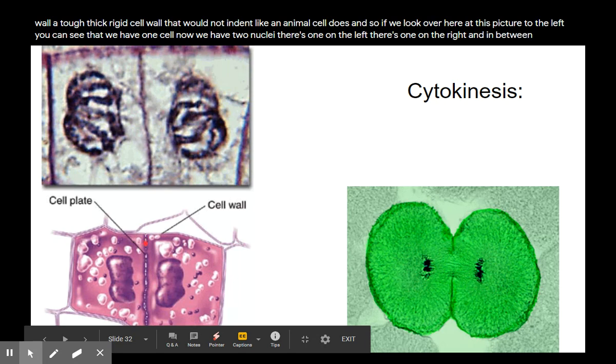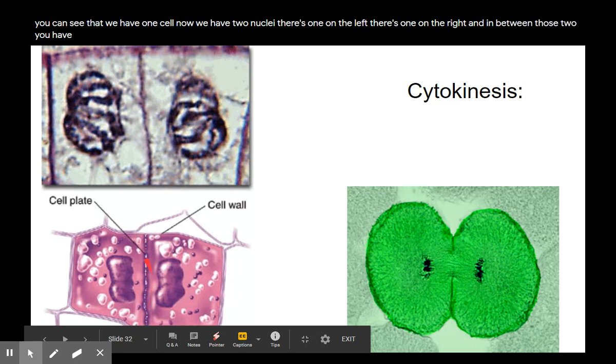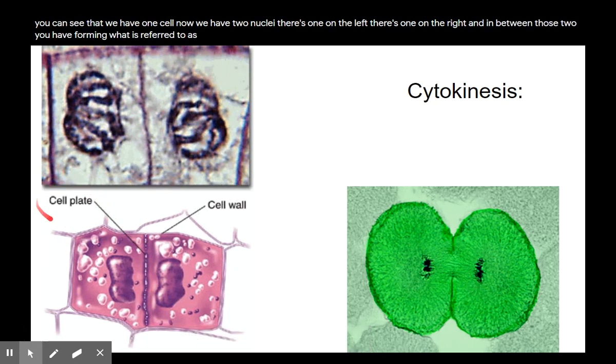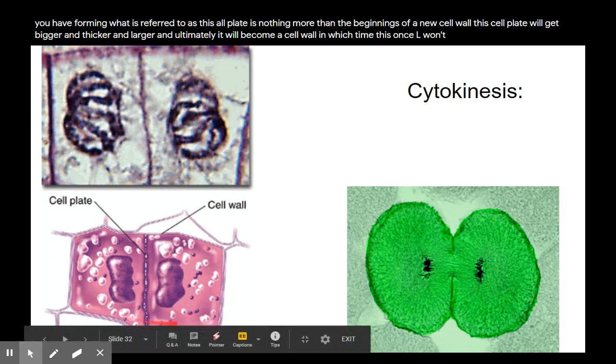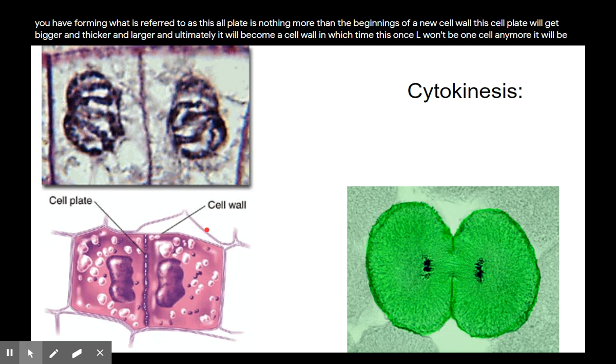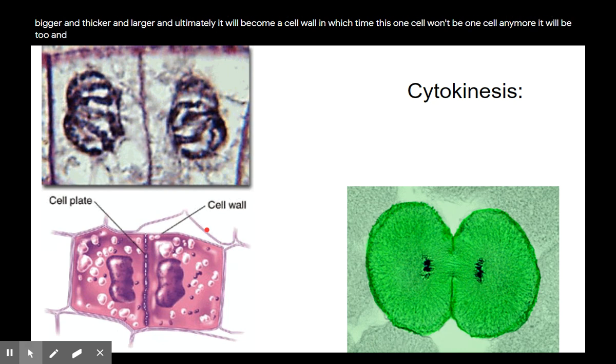And in between those two, you have forming what is referred to as a cell plate. And a cell plate is nothing more than the beginnings of a new cell wall. This cell plate will get bigger and thicker and larger, and ultimately it will become a cell wall, in which time this one cell won't be one cell anymore, it will be two. And cytokinesis will be complete for the plant cell process.